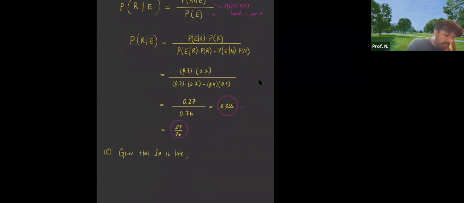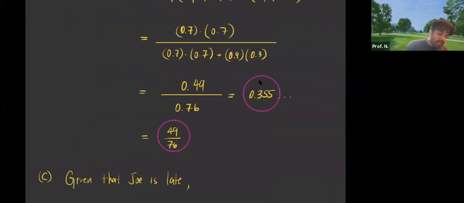Oh, I see what you're saying. So this should also be 0.7. Is that what you guys are saying? So this should be 0.49. It's my mistake. So this should be 0.49. Is that what you guys were saying? Yeah, okay. I just saw that right now. And so then the correct answer should be 0.644. I see what you guys are saying. So yeah, this should be 0.7.